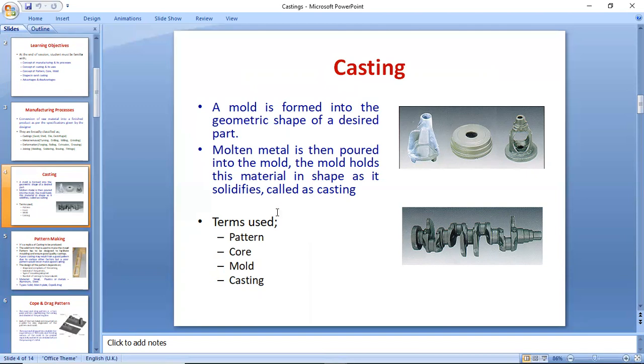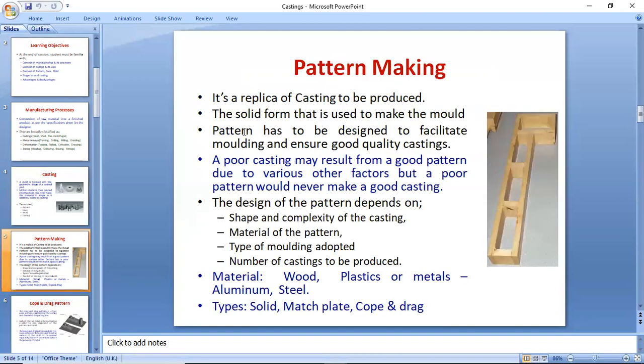The various terms which are used in the casting process are pattern, core, mold, and casting. First of all, we will discuss pattern making. The pattern is a replica of the casting to be produced. It is the solid form that is used to make the mold. A pattern has to be designed to facilitate molding and ensure good quality casting.